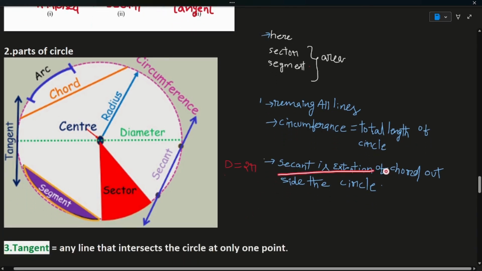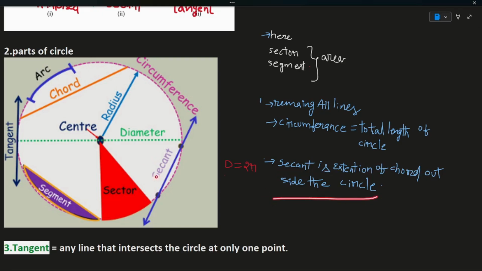See, the secant is the extension of the chord outside of the circle. See here, the secant is the extension of the chord which is outside of the circle.